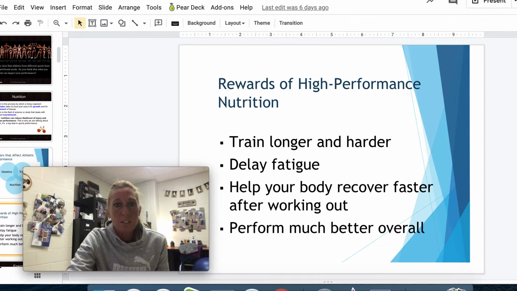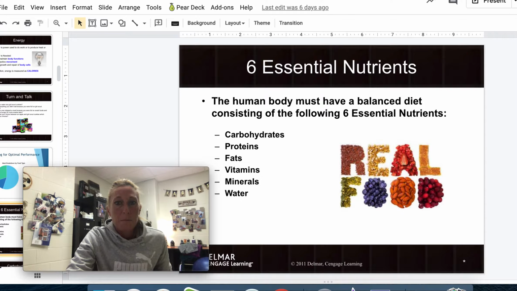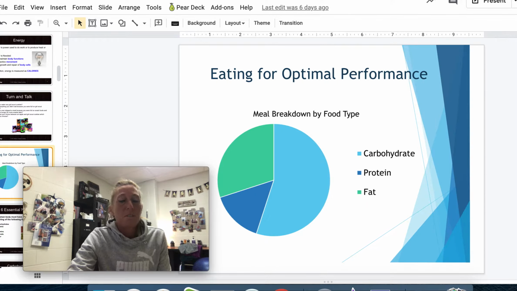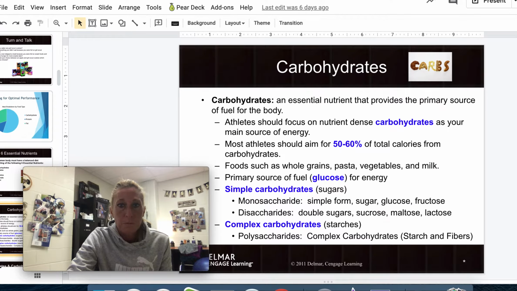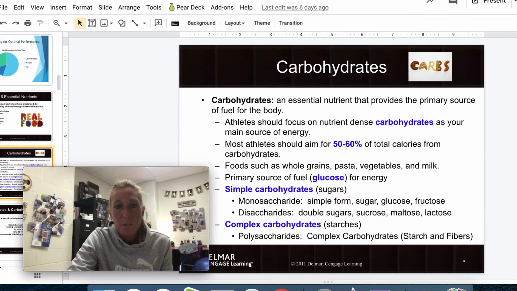Here's that graphic. We'll skip through some of these. We talked about the macronutrients, carbohydrates, protein, and fat, and how much of each of those we will talk about here as we go through. The 6 essential nutrients, carbohydrates was our first one. We looked at how many carbohydrates you may need. So we have simple carbohydrates and complex carbohydrates.